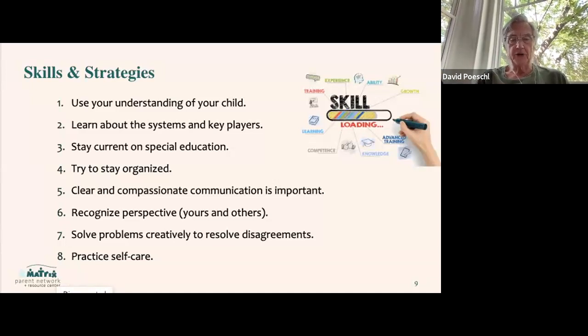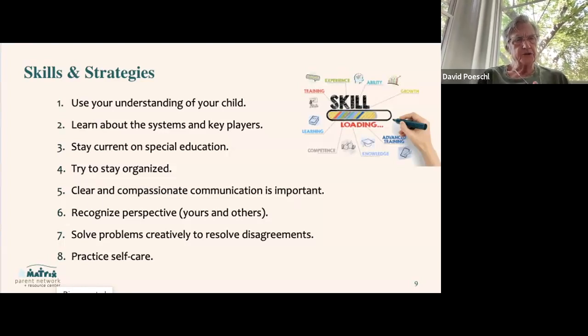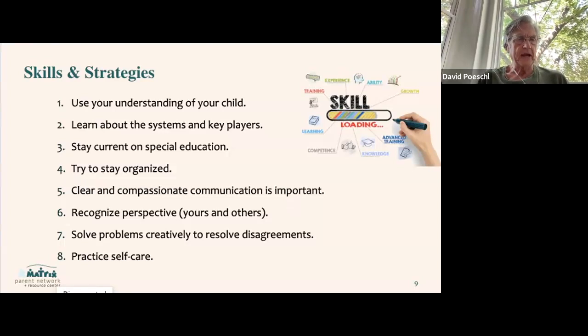Who do you contact when you want to call an IEP? How do you request records? How do you lodge a complaint? All of these things, and just knowing how to do these things, even if you don't have to implement them or use them, becomes very valuable because you could just frame the way you speak from that place of knowledge.